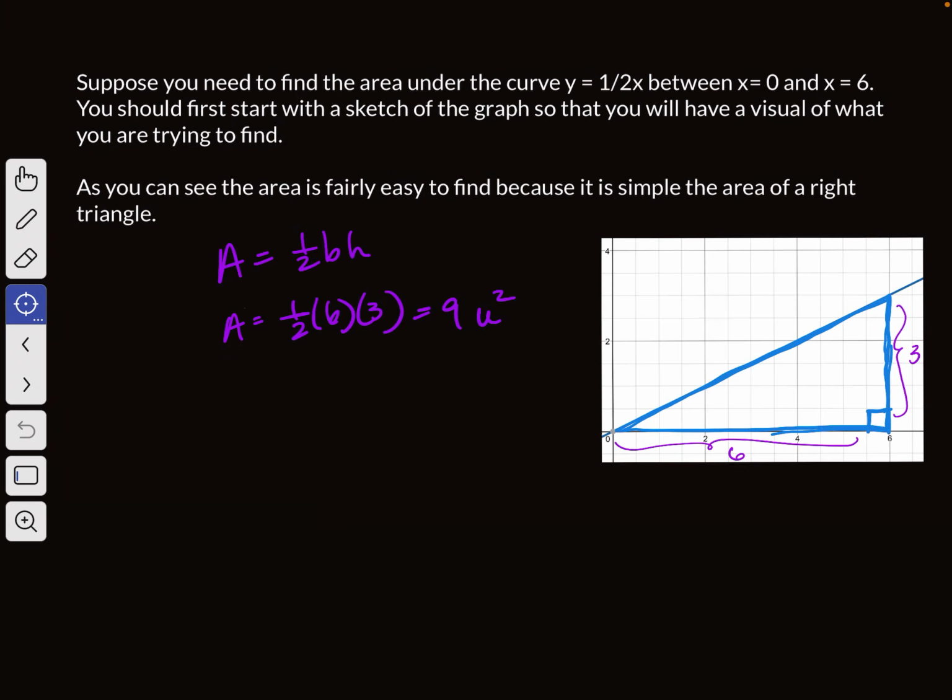Well, let's start by looking at some examples. Suppose you want to find the area under the curve y equals 1/2 x. That's just this linear function right here. The y-intercept is 0 and the slope is 1/2. And we're looking between 0 and 6. So the first thing is start with a sketch, so you'll have a visual. So here's my line, and then if we're trying to find the area between 0 and 6, it is this right triangle. We just apply our right triangle formula. Our base is 6 and our height is 3, and so we can see that the area is 9 units squared.